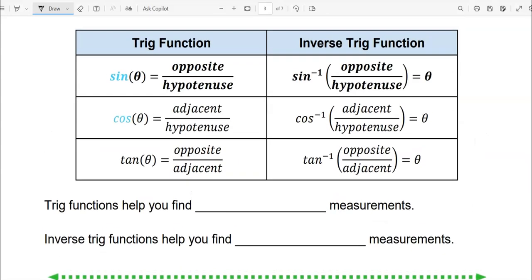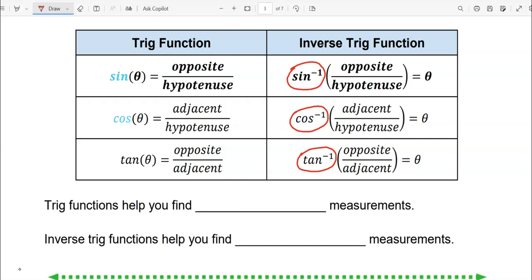And inverse trig functions are what you see on the right side here. So sine to the -1, that's not a power. That's the inverse sine or sine inverse. Same thing here, cosine to the -1. We don't want to say cosine to the -1. That's not what it is. It's the inverse of cosine or cosine inverse. And then you've got tangent inverse.